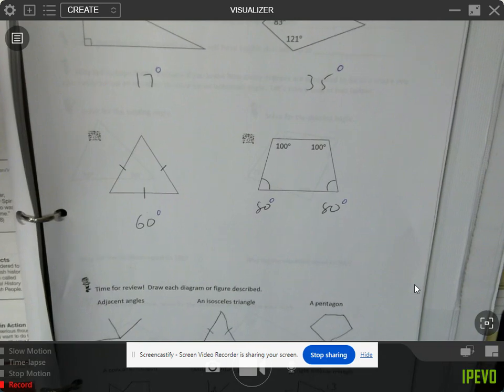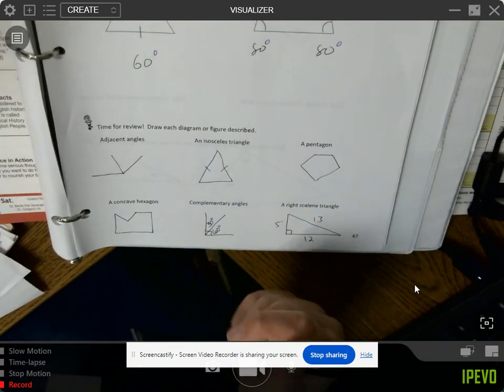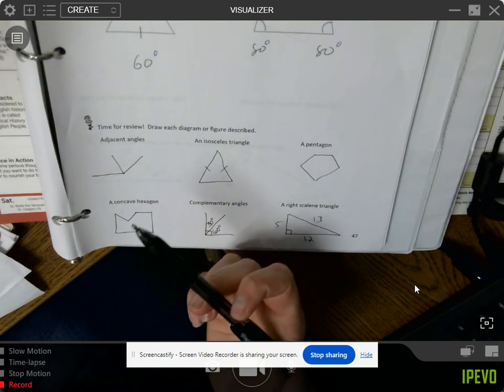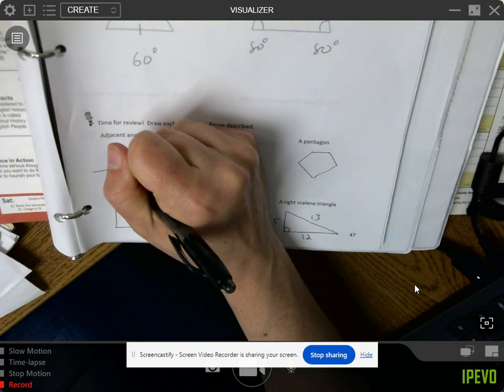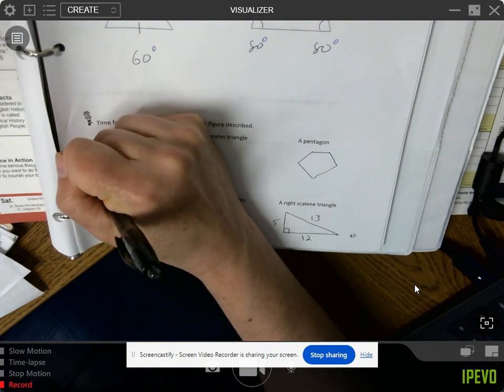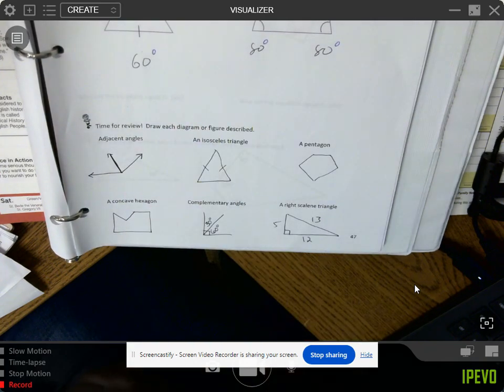For our review, adjacent angles. We don't have to put an angle degree in there because adjacent angles don't have to equal anything specific. We do need to have a line showing that they share a side. Jude. Yeah, Mr. Schultz made this answer key. Mr. Schultz went too fast with it.